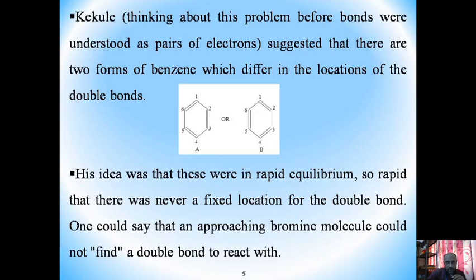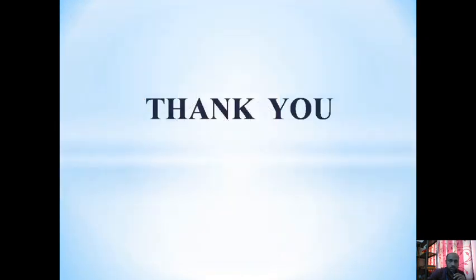In structure A, between carbon number 1 and carbon number 2, only a single bond is there. But in structure B, between carbon number 1 and carbon number 2, they have the double bond. Now, his idea was that these were in rapid equilibrium, so rapid that there was never a fixed location for the double bonds. One could say that an approaching bromine molecule could not find a double bond to react with. Thank you.